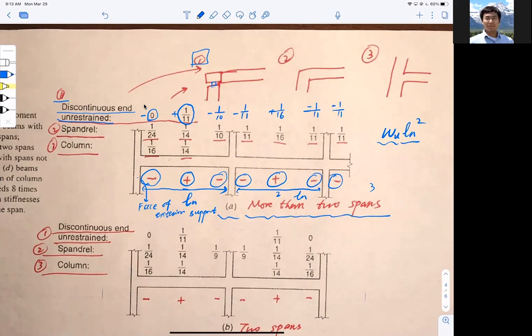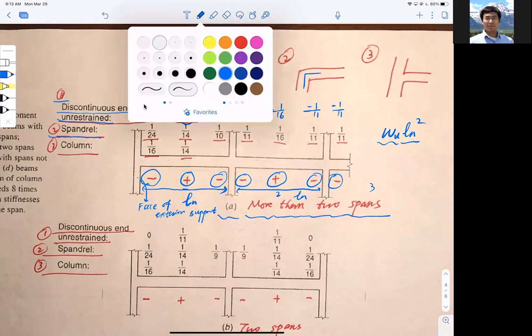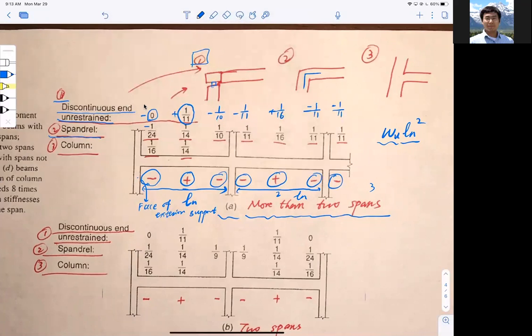Now the second row means spandrel. What do I mean by spandrel? Spandrel means L shape. That means I capped it, there's no column on top of it, and this is poured monolithically. Under this condition, the first number will be 1 over 24. Middle span is positive 1 over 14, negative 1 over 10, negative 1 over 11, positive 1 over 16, negative 1 over 11, negative 1 over 11. So that is for spandrel, case 2.